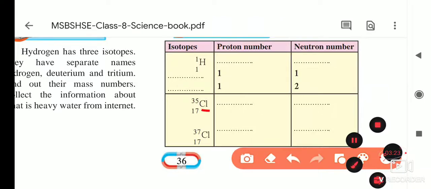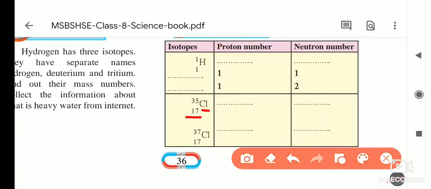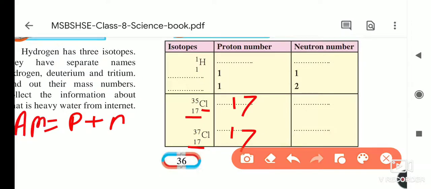So chlorine, if you see here Cl, the atomic number is equal to the number of protons. So here it will be 17 and here it will be 17. Okay, now upside how much is given? 35 is given, it is the mass number. And how much is the mass number? We said that protons plus neutrons is the atomic mass. So here the atomic mass given is 35. Protons we just found is 17 and neutrons we have to find.